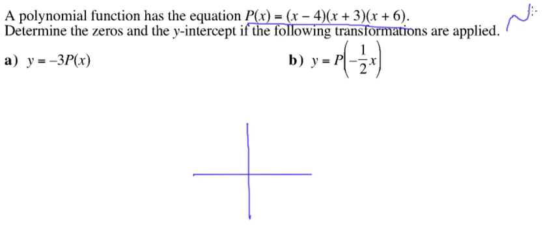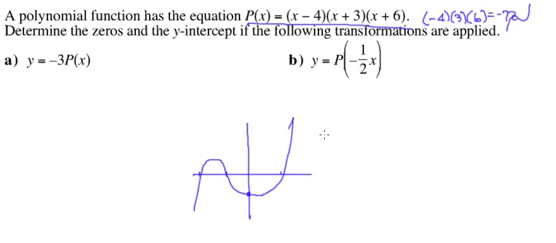Starts in the bottom left, goes to the top right. It should have x-intercepts at 4, -3, and -6. So the curve is roughly shaped like so. And it's going to have a y-intercept. Well, the y-intercept happens when x is 0. If x is 0 up here, we get 0 minus 4 times 0 plus 3 times 0 plus 6, which comes out to -72.